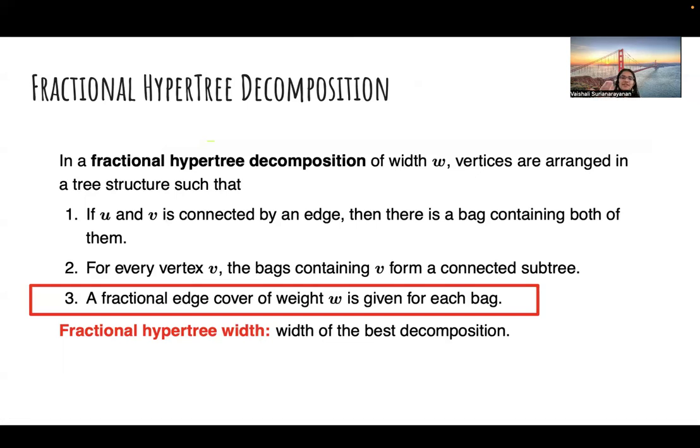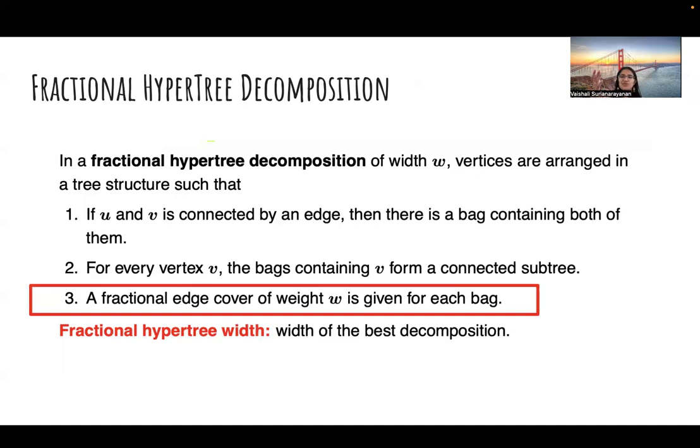But the difference between tree decompositions and fractional hypertree decompositions is mainly in the width of the bag, right? So we saw that treewidth is the number of vertices minus 1. But here, the width is measured by the fractional edge cover of the bag, right? So instead of measuring the number of vertices, we measure the fractional edge cover of the bag. And fractional hypertree width is just the width of the best decomposition.